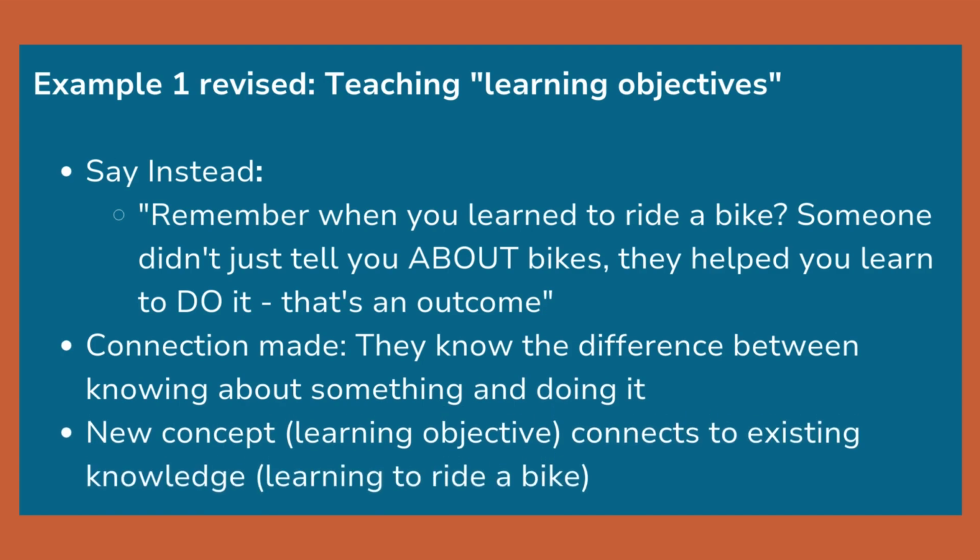So what happens when you do help them make connections? In our first example about teaching learning objectives, if we said instead, remember when you learned to ride a bike? Someone didn't just tell you about bikes. They helped you learn how to do it. That, riding the bike, is an outcome. Or something like, a learning objective is just writing down what someone will be able to do after your lesson. For example, ride a bike around the block instead of understand how bikes work.